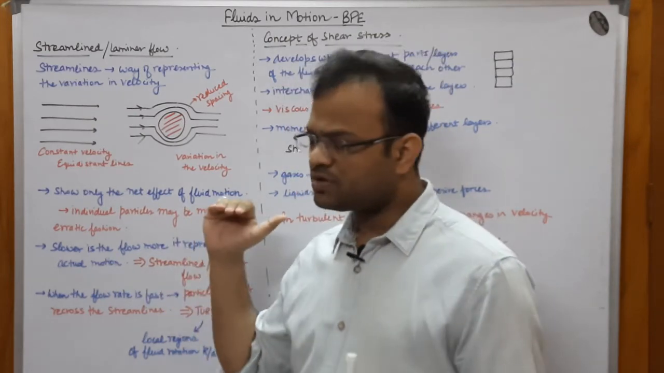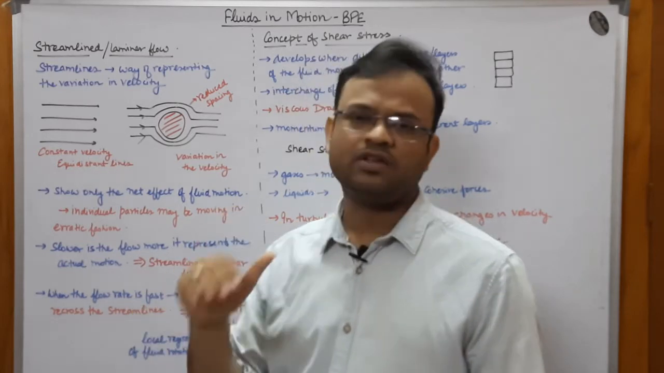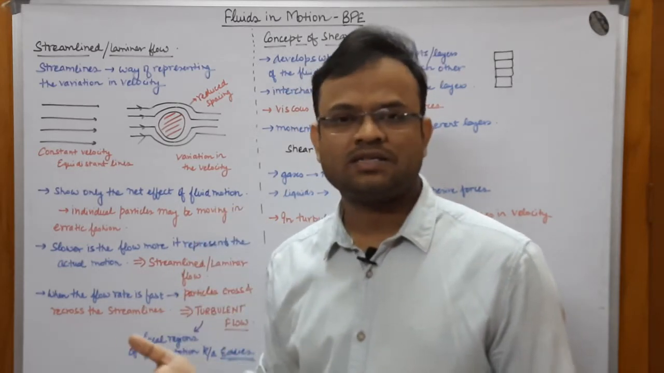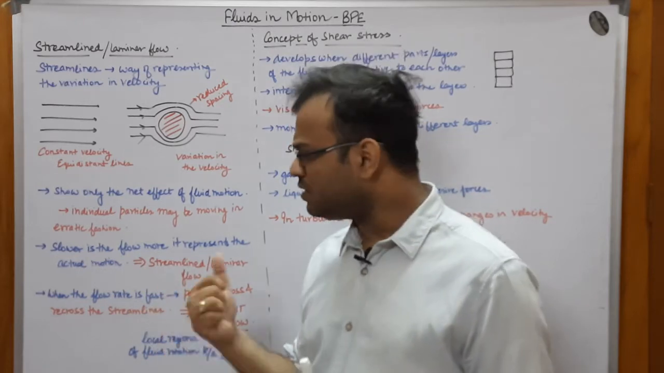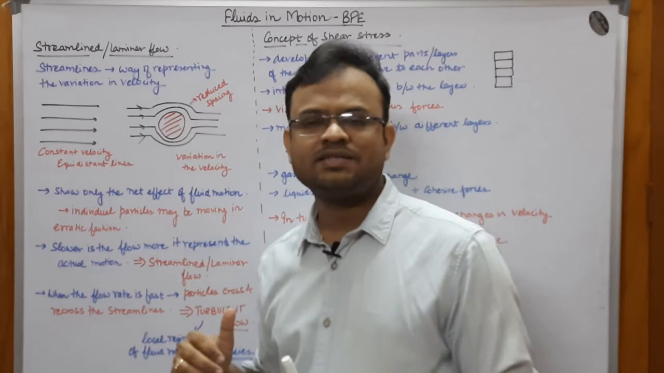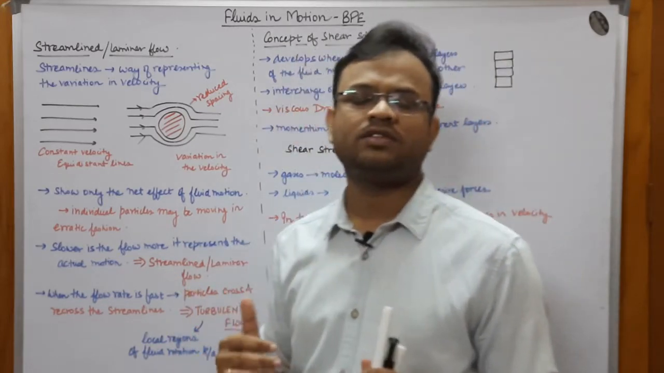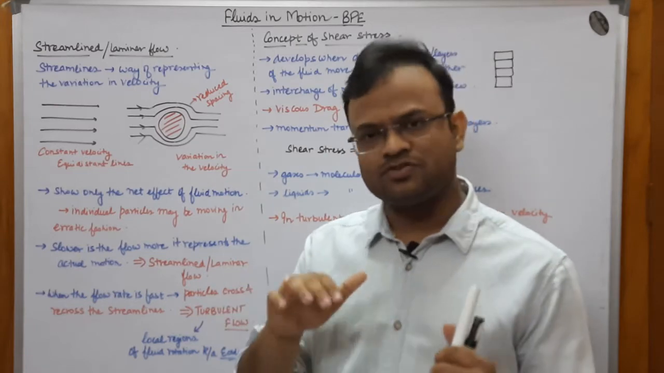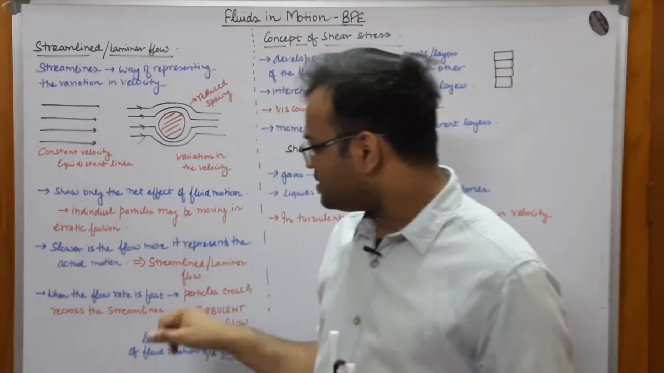So the liquids or anything that is flowing at a very slow rate, you call it a streamlined motion or a laminar flow, right? But let us consider that the flow rate is very fast. Okay, the velocity with which the fluid is moving is very fast. If that is the case, then what will happen?